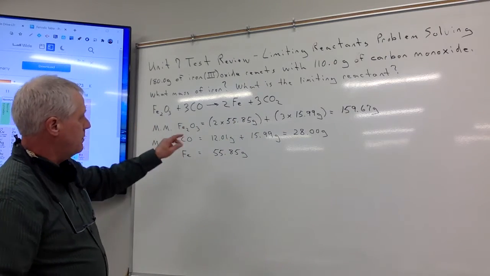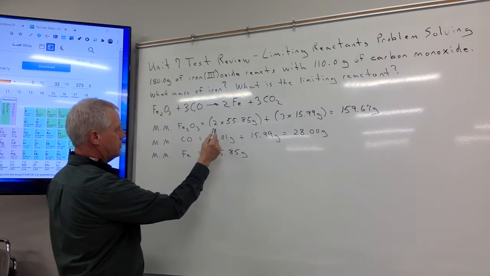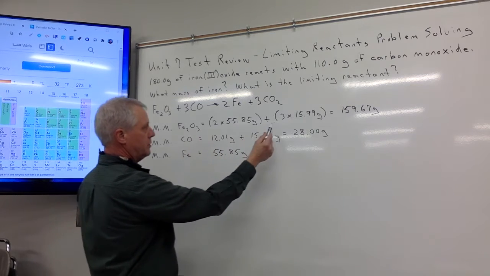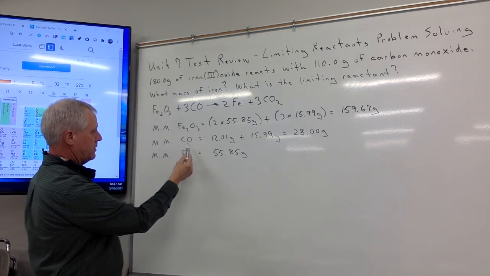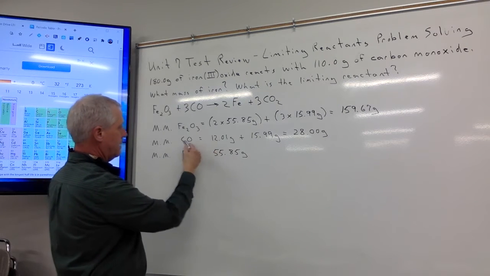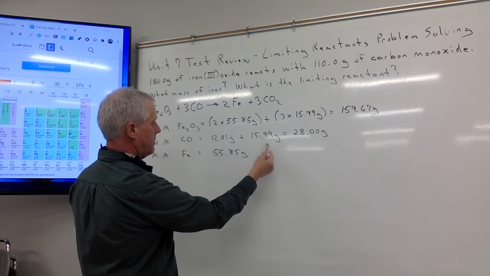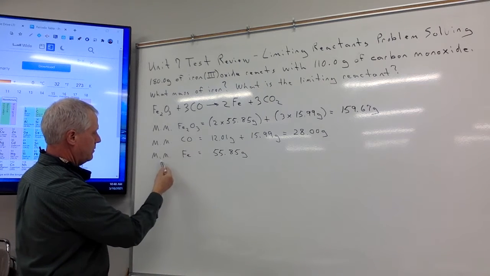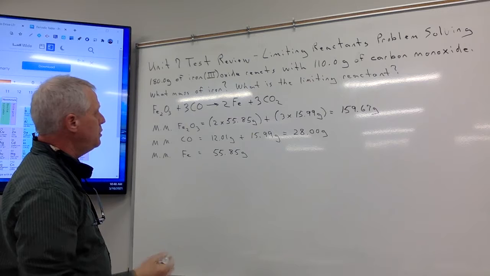Now, I've already done the molar masses here. What we're looking at is 2 irons, so 2 times the atomic mass of iron, and 3 oxygens, same thing, add those together. The molar mass of carbon monoxide is the atomic mass of carbon plus the atomic mass of oxygen, and the molar mass of iron is just the atomic mass of iron. So there are 2 problems to solve.